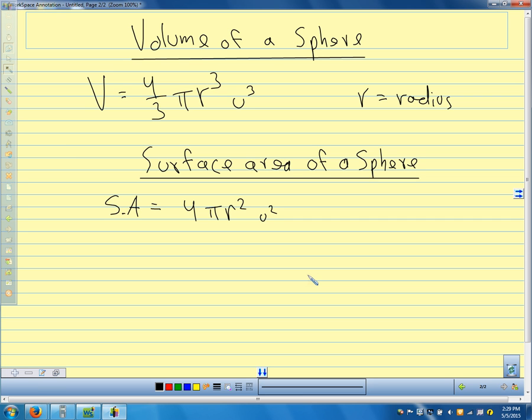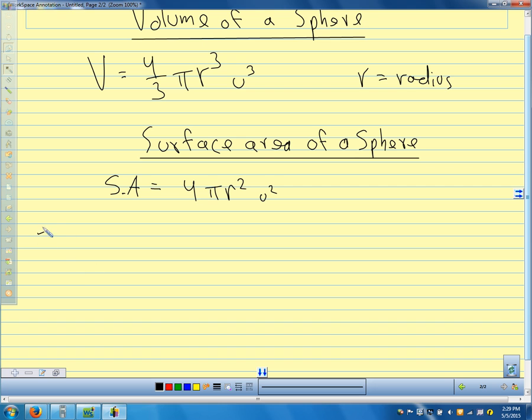Yes? These two formulas came from the ancient Greeks. I'm not sure exactly the person, but they figured it out back in Greece. Yeah, it's kind of tricky to figure it out. All right, let's look at a couple of examples.